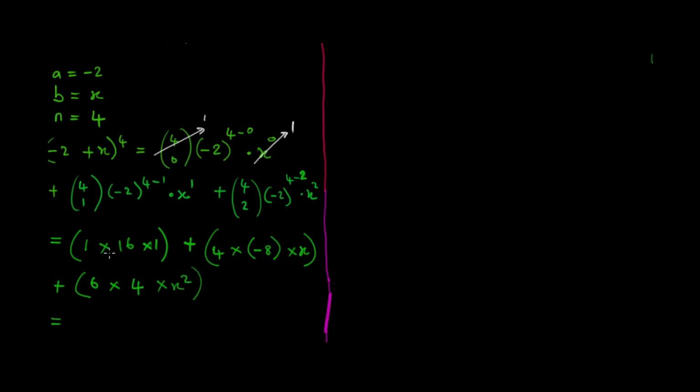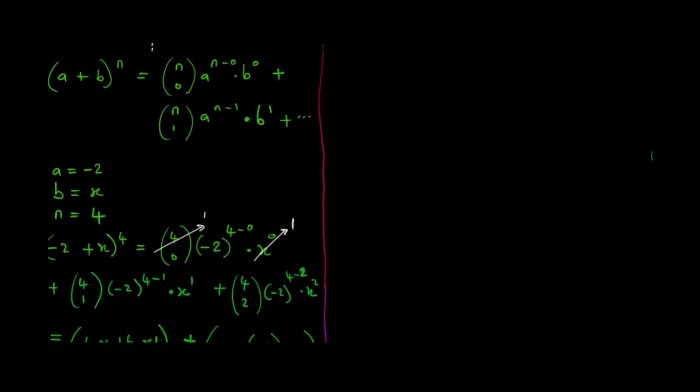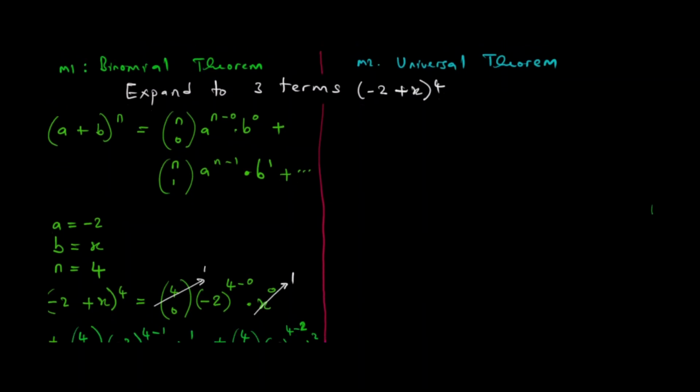So in the end we have 1 times 16 times 1, which is 16, then here it's going to be a negative answer. We have 8 times 4 is 32, so it's minus 32x, then here it's a positive answer. 6, 12, 18, 24, so it's plus 24x squared. That is the answer we are getting out of expanding using the binomial theorem. Okay, so we have seen the answer we obtained, and we will compare it later.